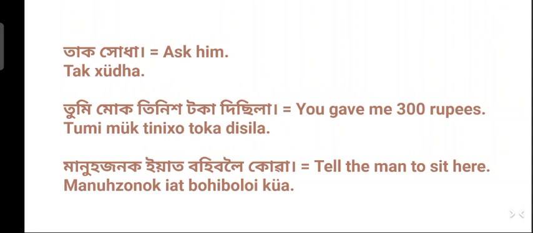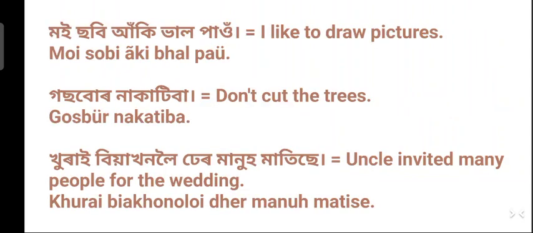But what about when the empty accusative suffix is added? Let's learn. Here are some examples for the empty accusative suffix. Moi sobi aki bhal pao. I like to draw pictures. Here sobi, or picture, is in accusative case because it's the object, but it does not get the -ok suffix. I forgot to tell you why the suffix is empty for accusative case.